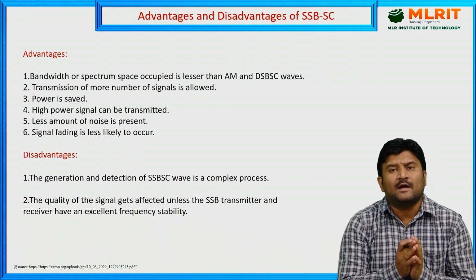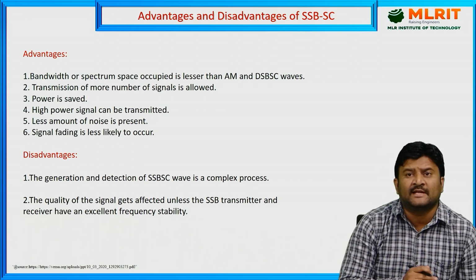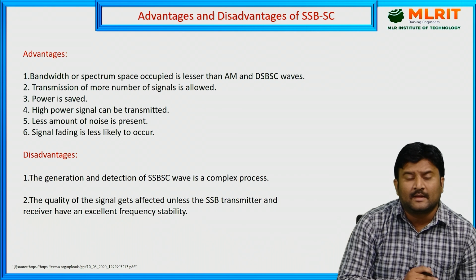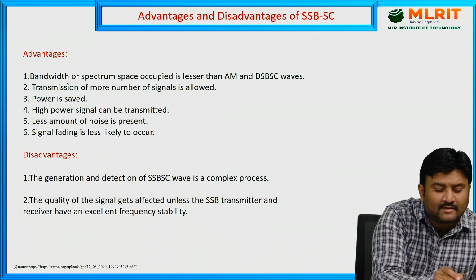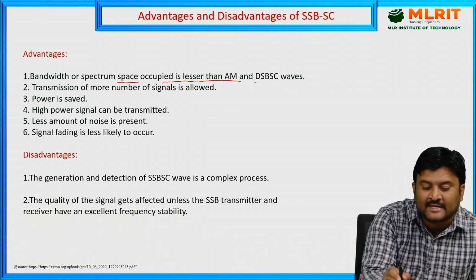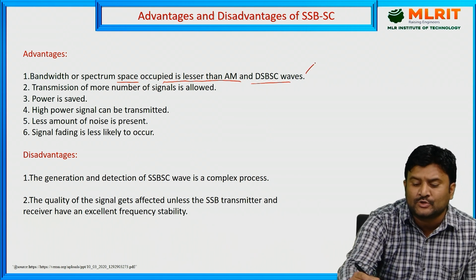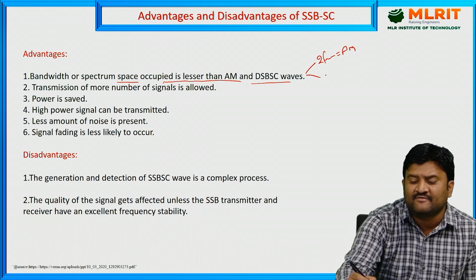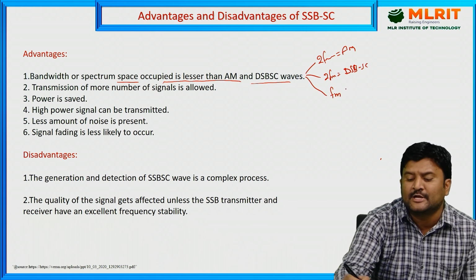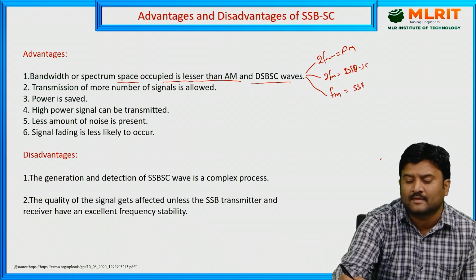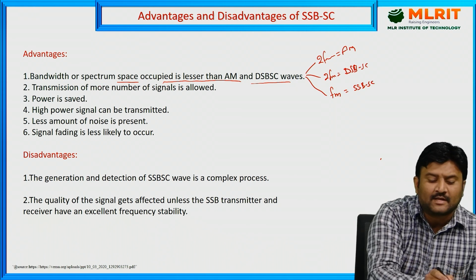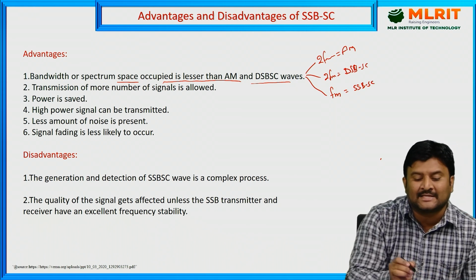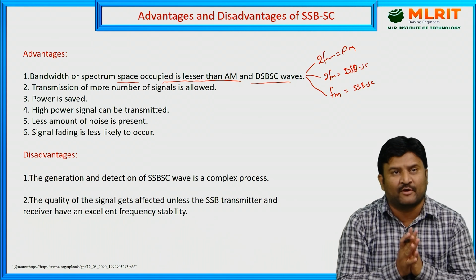Then, what are the advantages and disadvantages of single sideband suppressed carrier? Remember, first point, the bandwidth or spectrum space occupied is lesser than AM and DSB-SC. Already I told, in the case of AM, it is 2FM. In the case of DSB-SC, it is also 2FM. But in the case of SSB-SC, it is equal to FM. That means the bandwidth or spectrum space occupied is lesser than AM and DSB-SC waves.